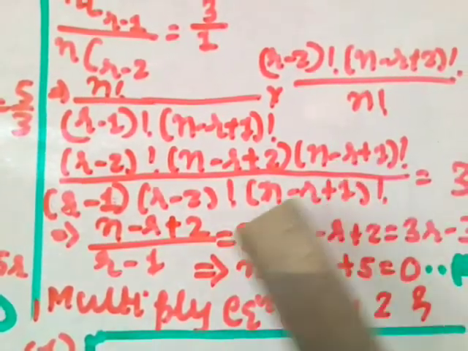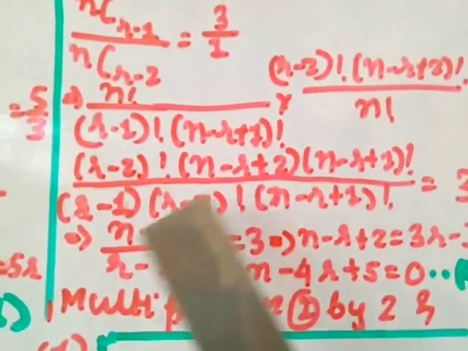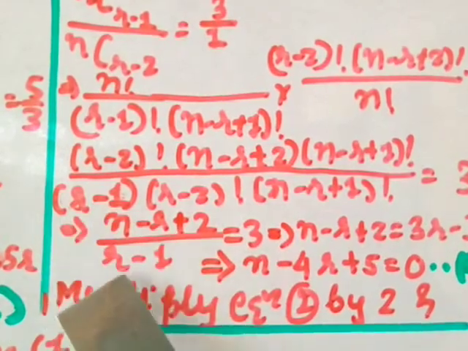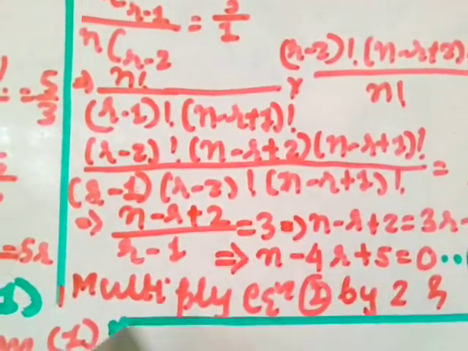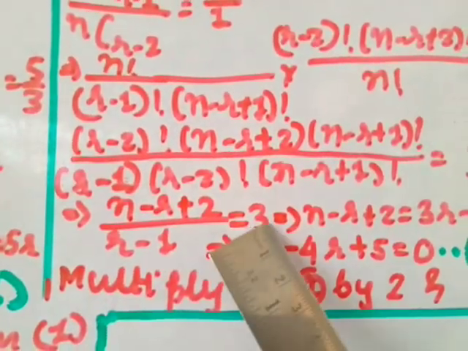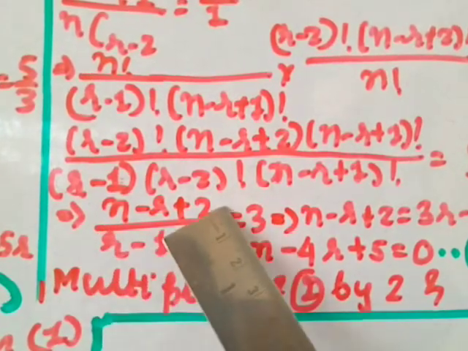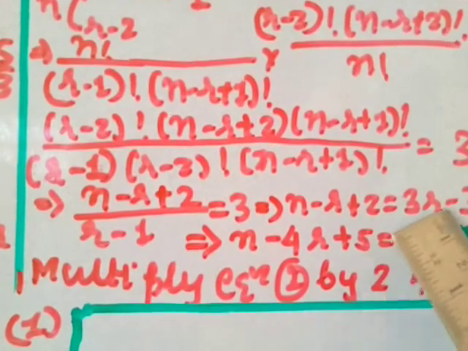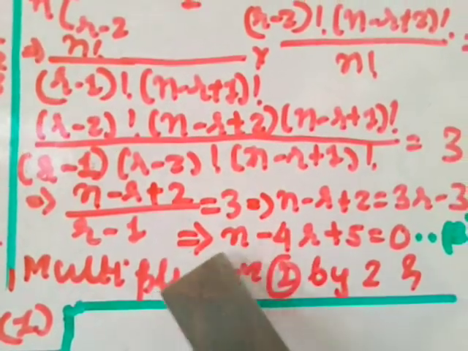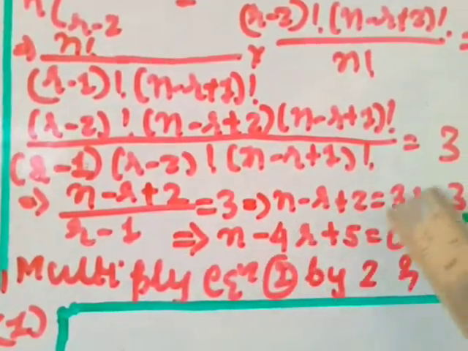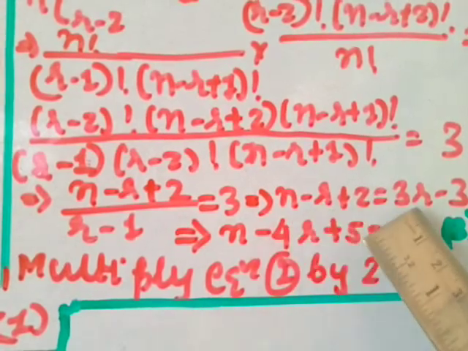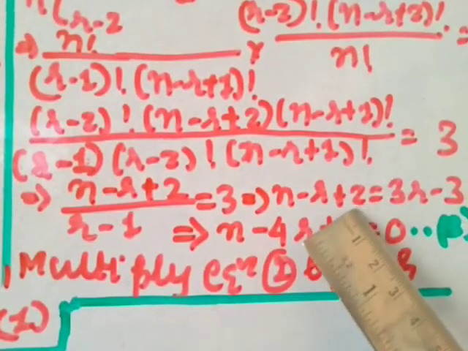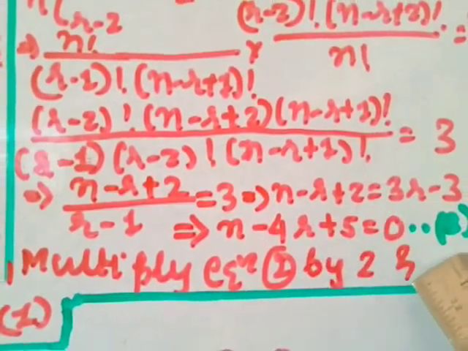This you can cancel, this you can cancel. So numerator is n minus r plus 2. Denominator is r minus 1, equal to 3. Now this transfer over here and multiply with 3, and this you keep as it is, n minus r plus 2 equal to 3r minus 3. n minus r is here, 3r transfer, so minus 3r minus r will be minus 4r, and minus 3 transfer here, so plus 3. So 2 plus 3 will give you 5, equal to 0. Call it equation number 2.